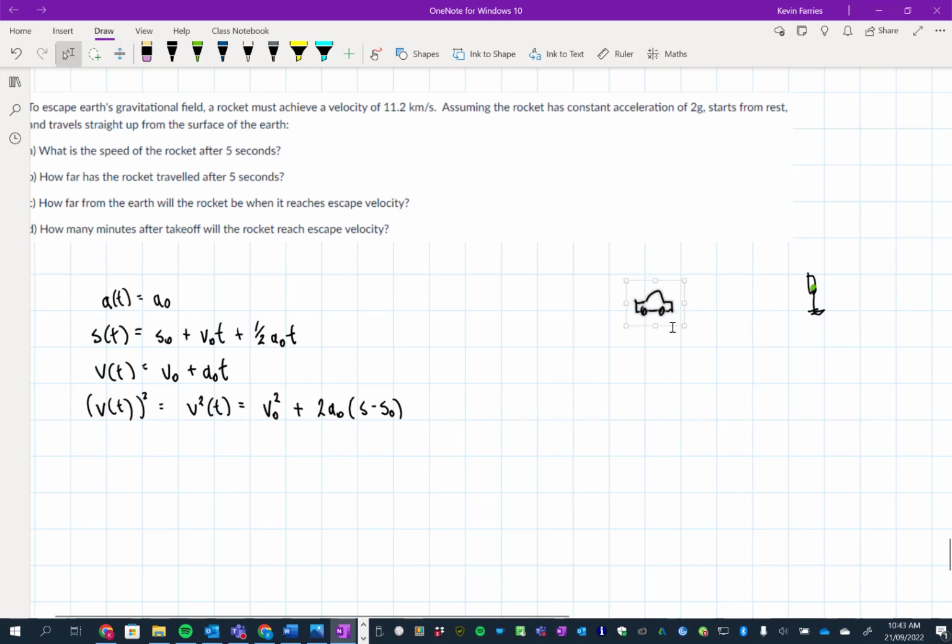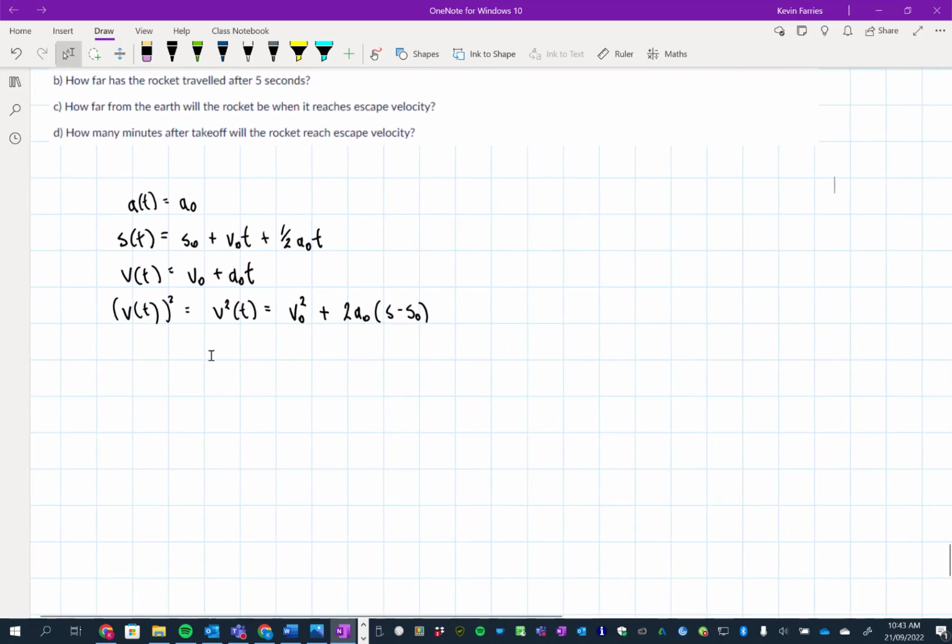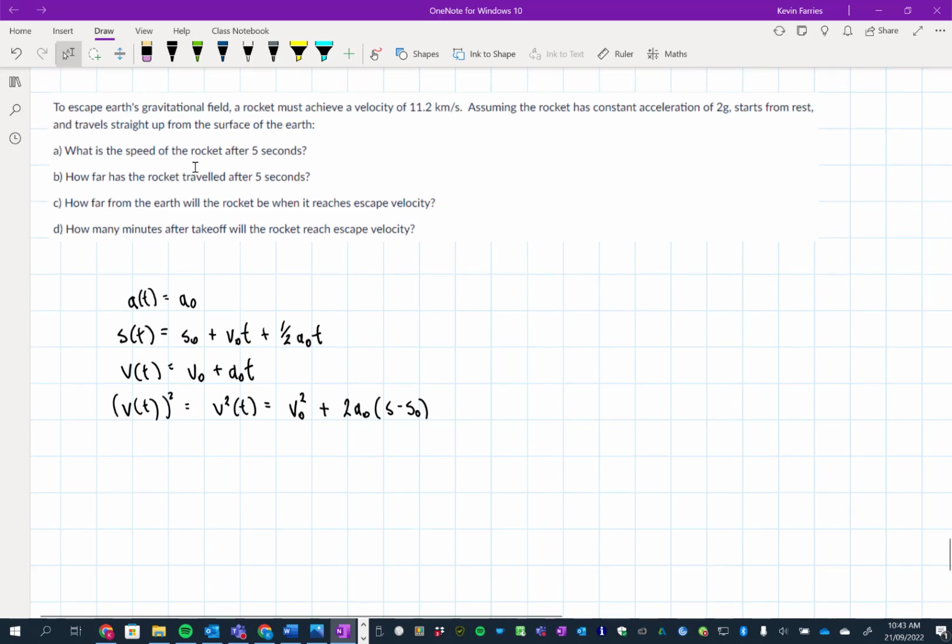So first of all, we'll just look at a few problems that involve just one stage of motion. So they're just going to be one set of equations, and then we'll look at a few problems that involve more than one stage of motion. Okay, so the first question, what's it asking us?